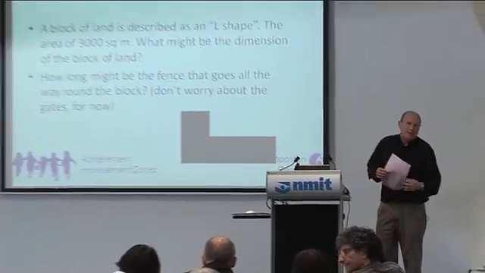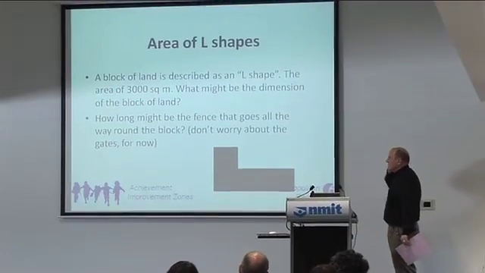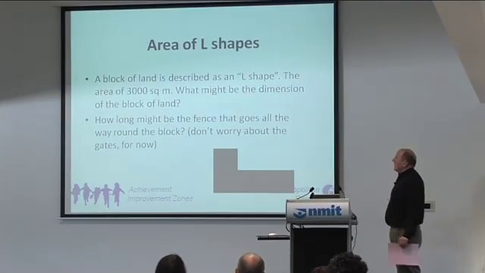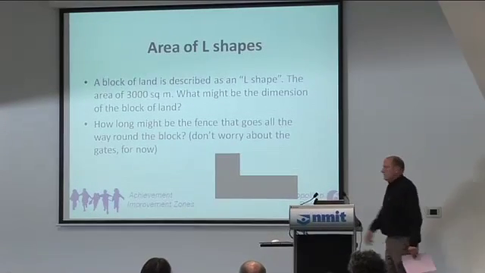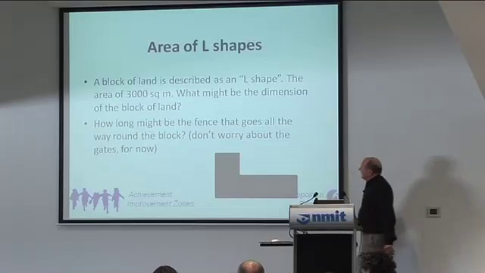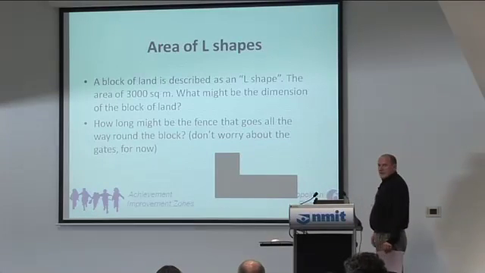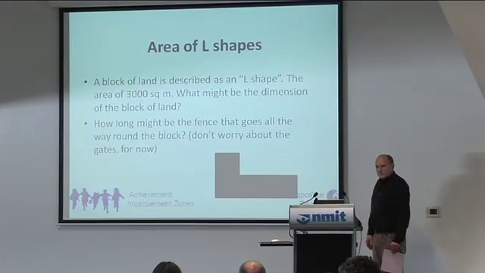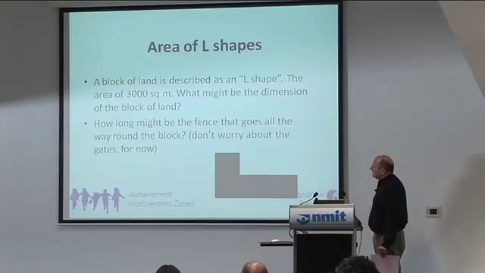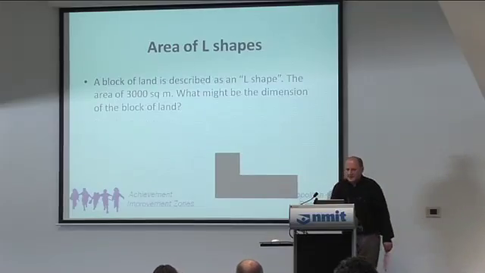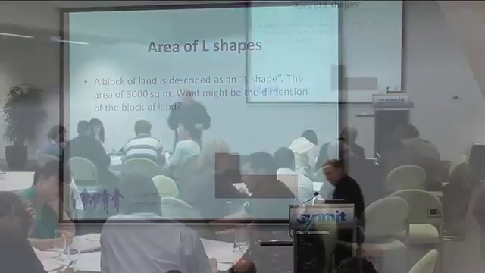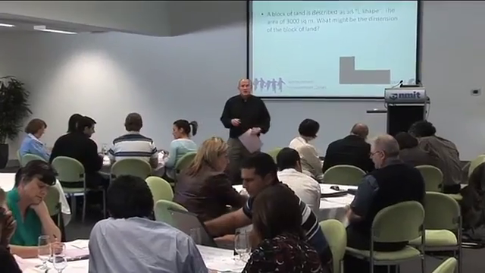Okay, this is probably a bit of a jump up, but you can see how we could ease into this a bit. But can you do this question? A block of land is described as an L shape. So it might be something like this. The area is 3,000 square metres. What might be the dimensions of the block of land? Don't worry about this second question for the minute. We're sort of going to hurry a little bit to get through. So who's got an answer that they'd like to talk about?